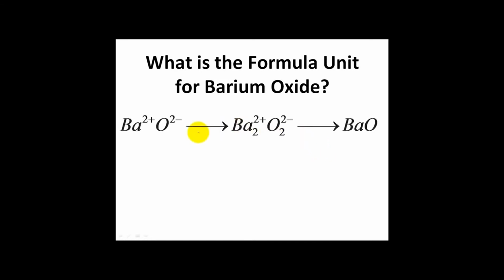Okay, this is what I got here. I have a 2+ charge that's going to be crossed over to oxygen, a 2- charge that's crossed over to barium, and what you end up with here is a 2-2 ratio. But we're not done yet. You have to simplify and reduce down to the lowest common number here. In this case, 2 and 2 can reduce down to 1 and 1. And the final formula unit for barium oxide is Ba1O1 or BaO.